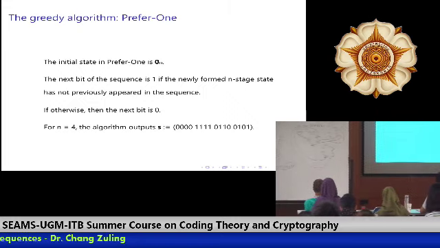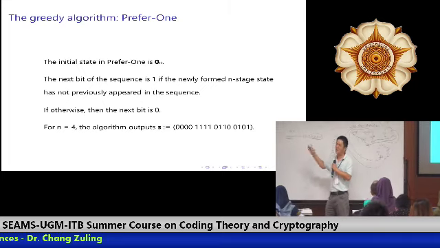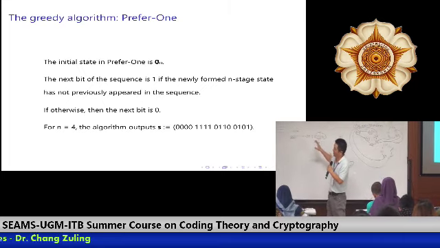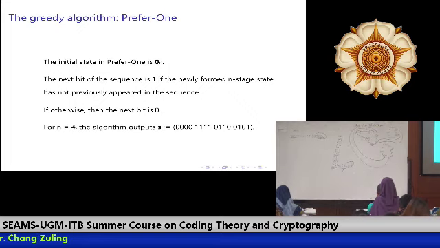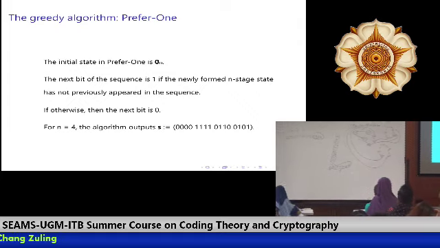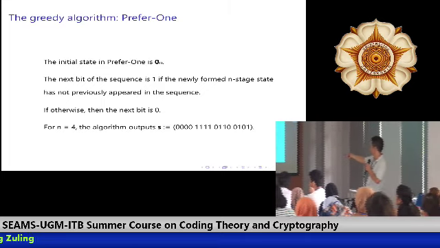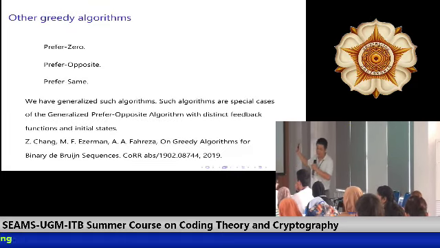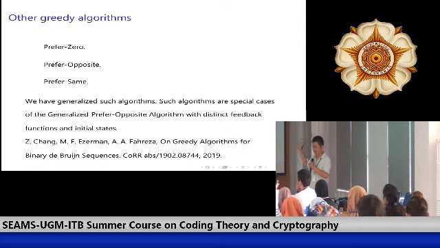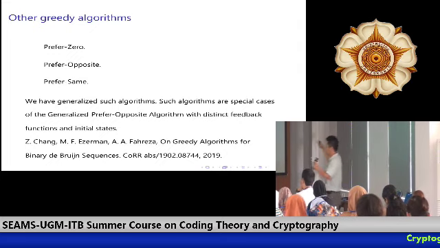Very simple. Just add 1 if the new state has not appeared; if it has appeared, add 0. There are lots of similar methods. Like at 0, this began from the 0 1 state. Prefer 0: at 0, if it had not appeared at 0. If it has appeared at 1, just take the complement.